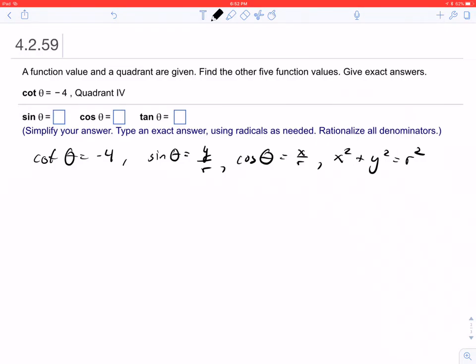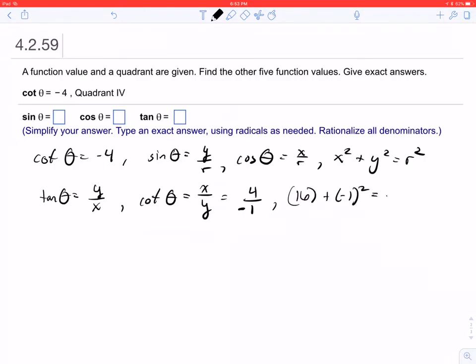So then that means that tan of theta is rise over run, so that's our y over x. So then this means that cotan of theta is x over y, okay? So then this is going to be 4 over 1. And since we're in quadrant 4, x is positive and y is negative, so that means that this is a -1. So we have the x, we have the y, let's go ahead and find the r. So that's going to be 16 plus -1 squared equals r squared. So then r squared equals 17, so then r equals root 17, right?